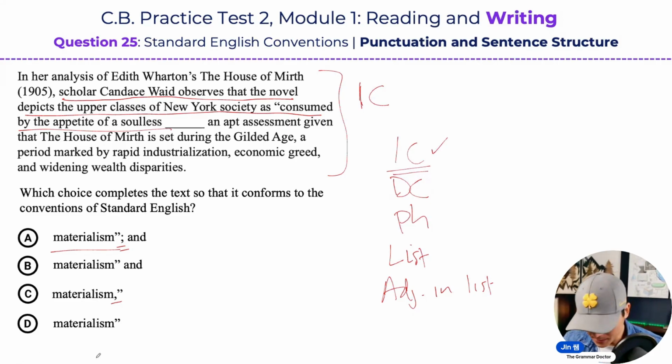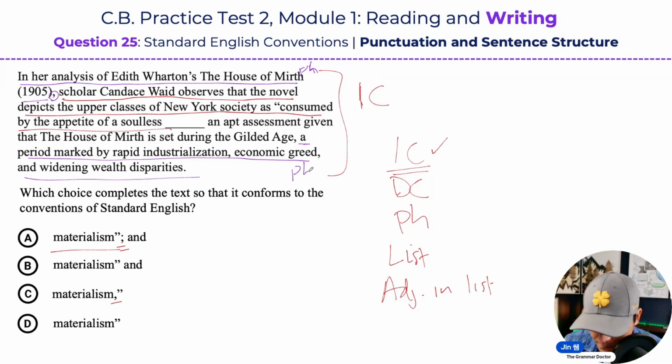Now the rest of these components may show up in the sentence, or they may not. It just depends on the sentence that you're given. So let me show you some other components. This component here, in her analysis of Edith Wharton's The House of Mirth, comma, is a phrase. We also have this component here, a period marked by rapid industrialization, economic greed, and widening wealth disparities. This is also going to be a phrase.